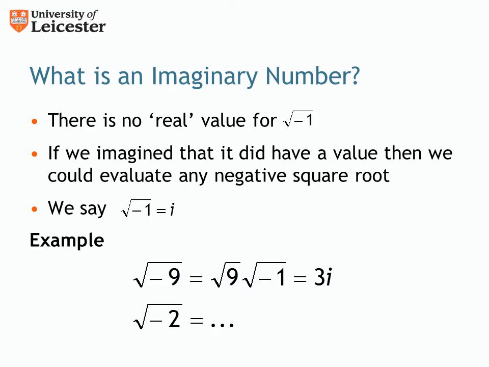If we imagine that the square root of -1 has a value, then we can essentially evaluate any square root of a negative number, using surds in the usual way. We say that the square root of -1 is the imaginary number, and we denote it using the letter i.